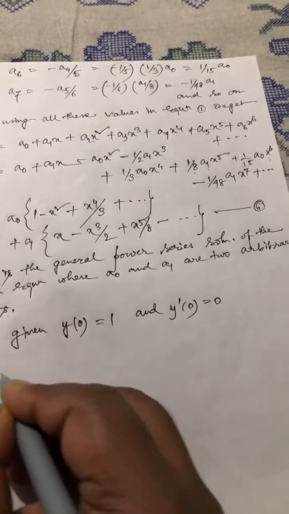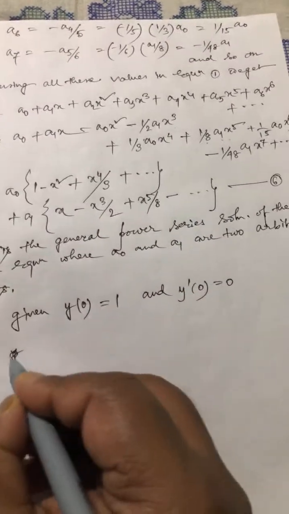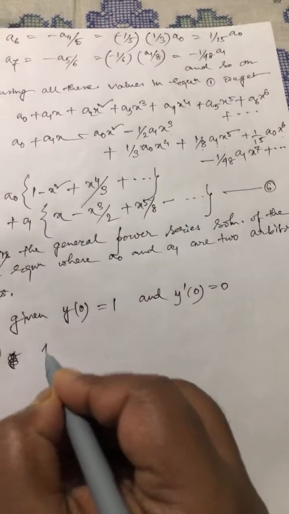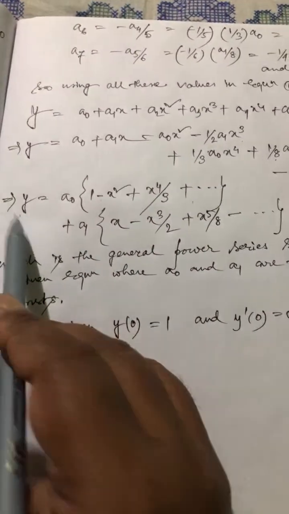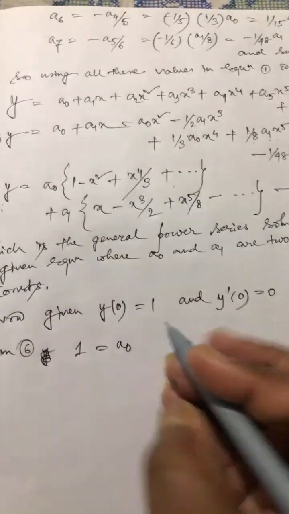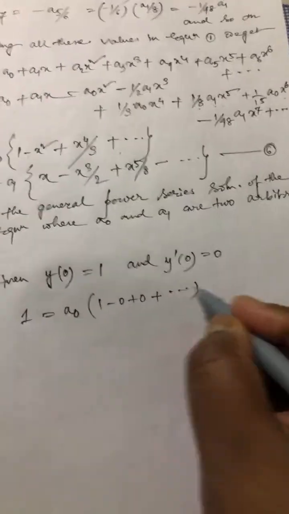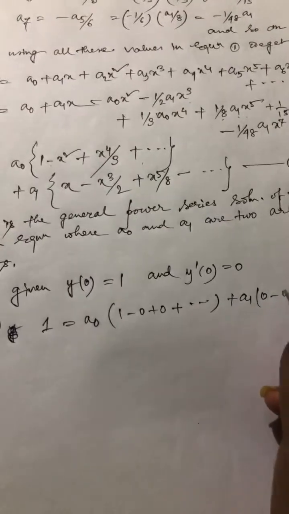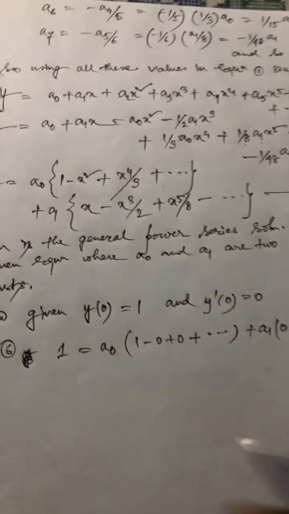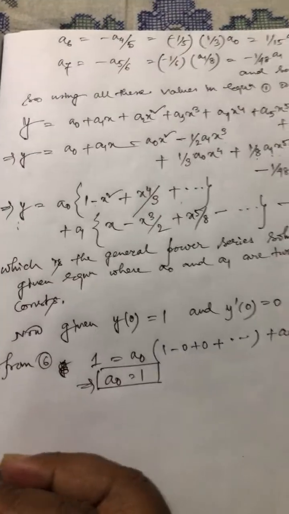From 6, y of 0 equals to 1. That means from 6, if you put x equal to 0, then y should be 1. So in place of y I have used 1. On the right hand side, a naught times 1 minus 0 plus 0 plus dot dot dot plus a1 times 0 minus 0 plus 0, because you are putting x equal to 0, so everything is 0. So ultimately you can say a naught is 1.